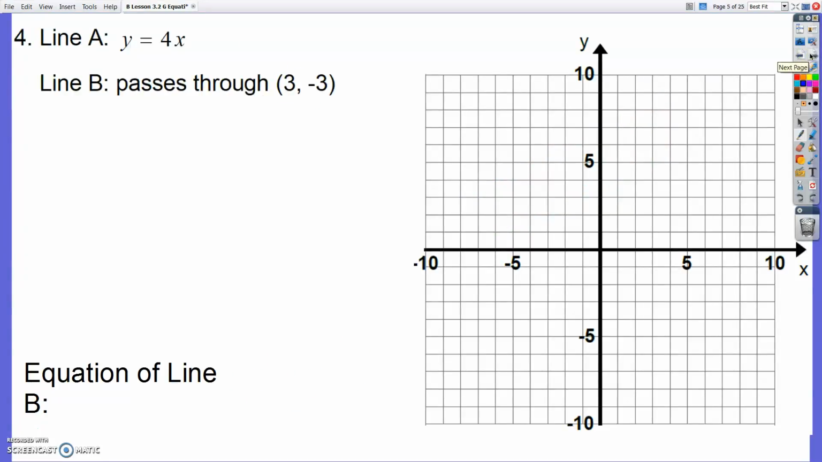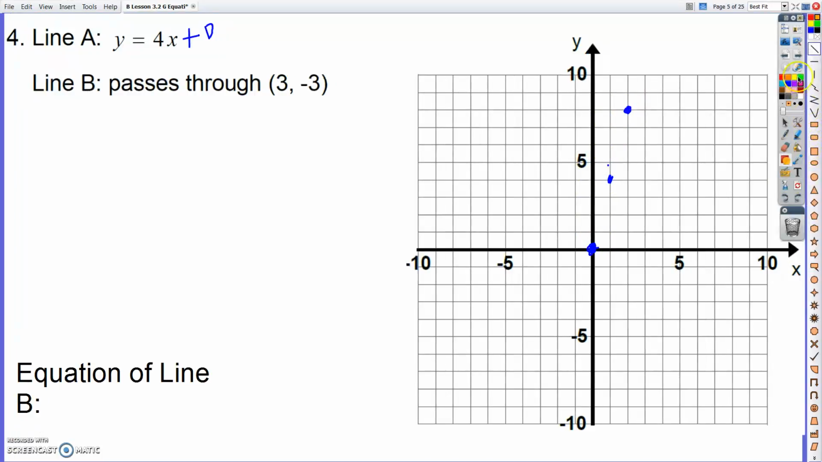All right. Now I have y equals 4x. There's no y-intercept shown, so that's going to be plus 0. So here we have a plus 0, and then from there I'm going to go up 4 over 1: 1, 2, 3, 4 over 1. So there's the equation of my line right here.